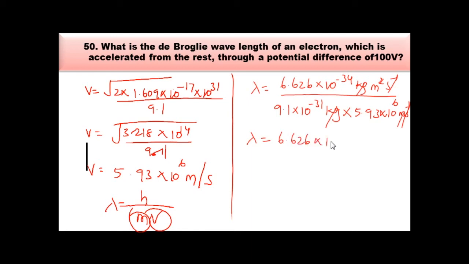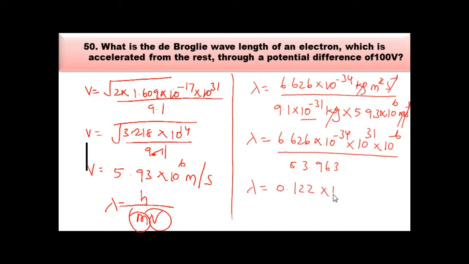6.626 into 10 power minus 34 into 10 power plus 31. This minus 31 comes to the top, it becomes 10 power plus 31, and then 10 power minus 6, divided by 53.963. So the lambda equal to 0.122 into 10 power minus 9 m. So the answer is 1.22 into 10 power minus 10 m.